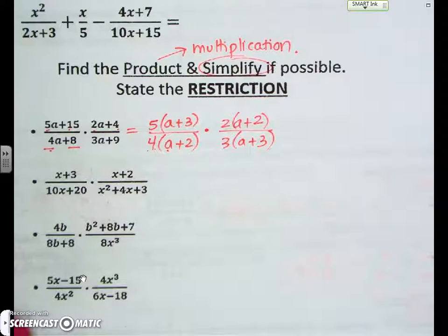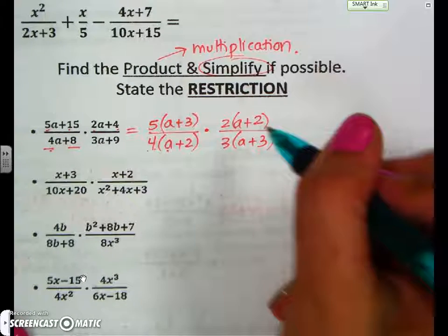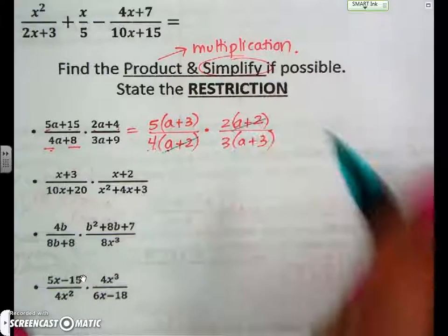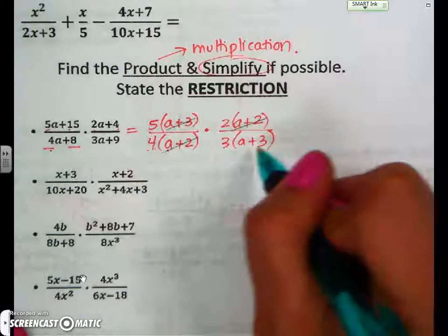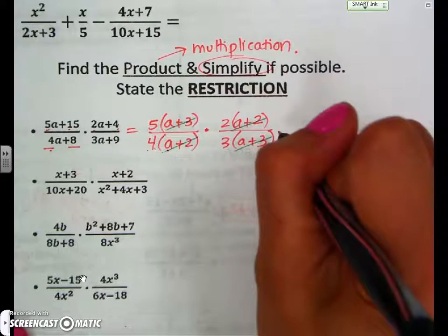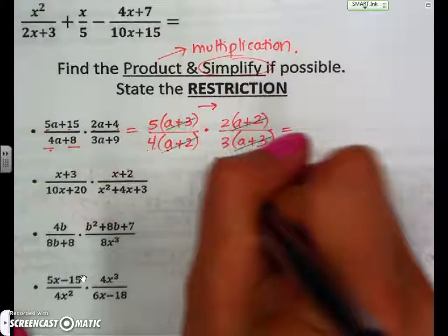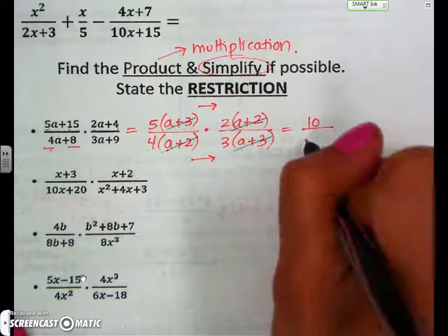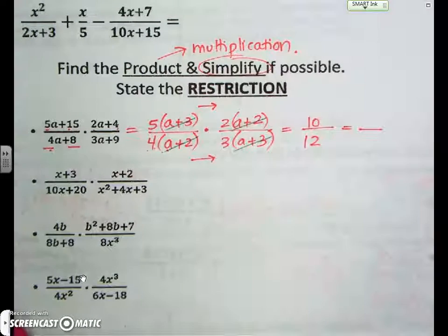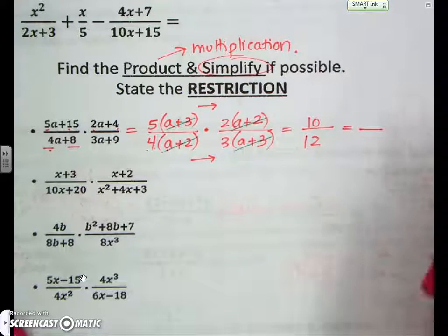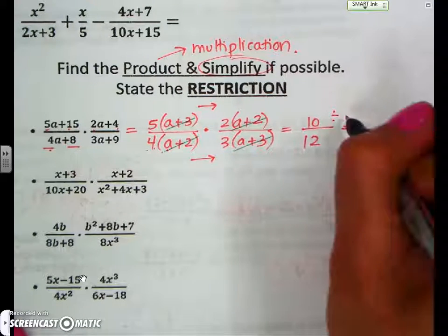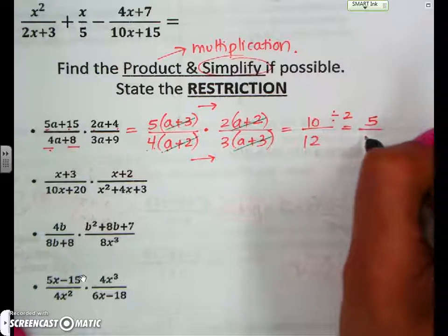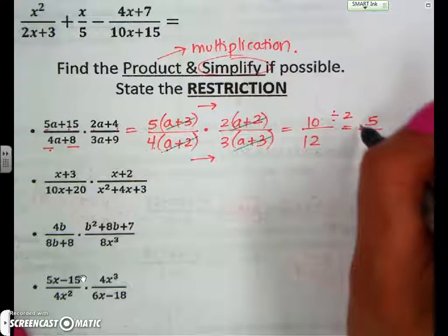Okay? And if you notice what's in common, a plus 2, a plus 3, and now you're just left with multiplication, which you multiply straight across. 5 times 2 is 10, 4 times 3 is 12. Can I reduce the fraction? Yes. So it's equal to 10 divided by 2 is 5 over 6. That's your final answer.